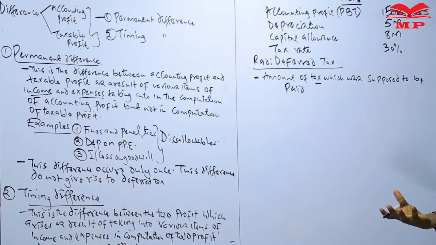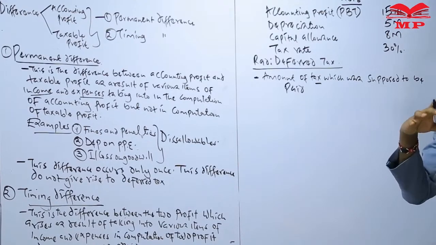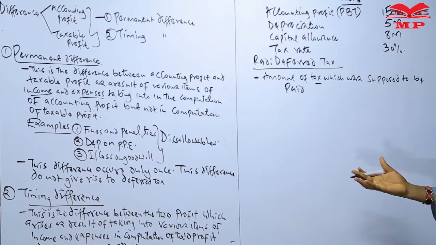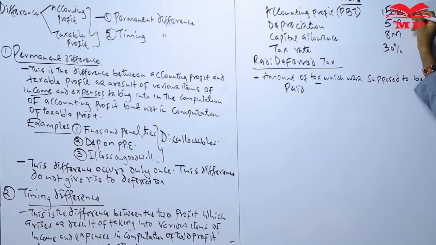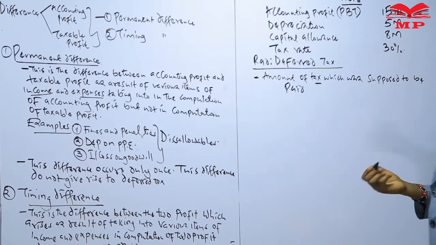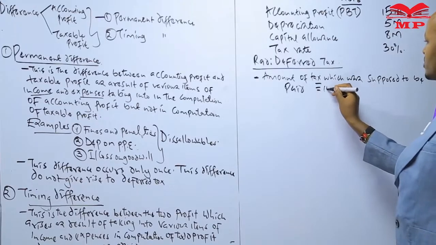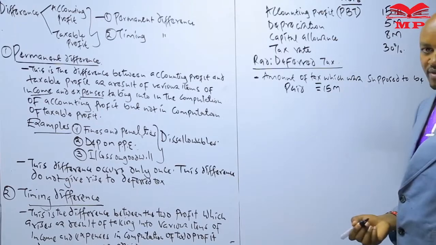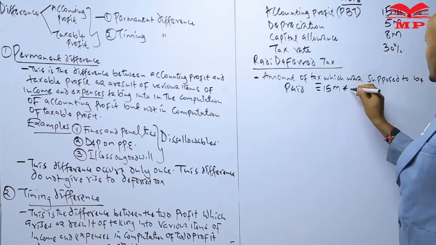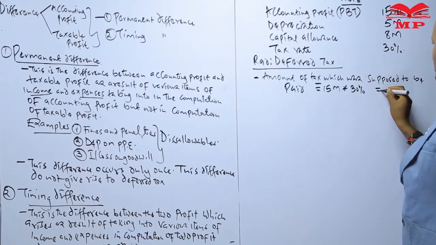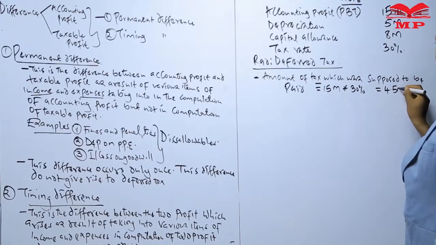On the profit, because generally what you have said is that the tax which is supposed to be paid should be based on the profit. Basically, when we talk about profit, you are talking of the accounting profit, which means that the amount of tax which was supposed to be paid during this year will be given by the profit reported by that company, multiplied by the tax rate, which is 30%, and that will give us 4.5 million.